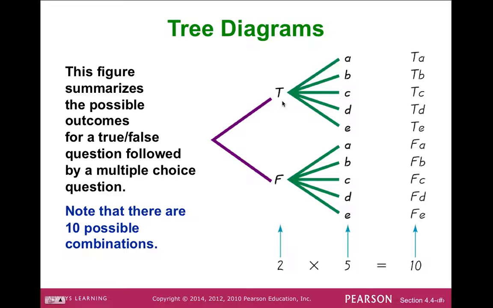And that question is followed up by a 5-optioned multiple choice question. So for the people who answered true, they also have the option of having next answered A or B or C or D or E. And similarly for the group that answered false, they have those same options. So you have 2 for your first part here, times your 5 different options for your second part, and that gives you the number of possible combinations that you're looking at.